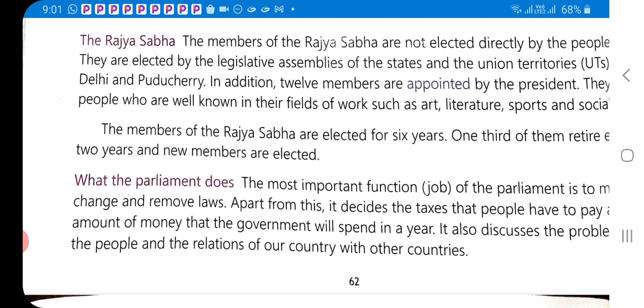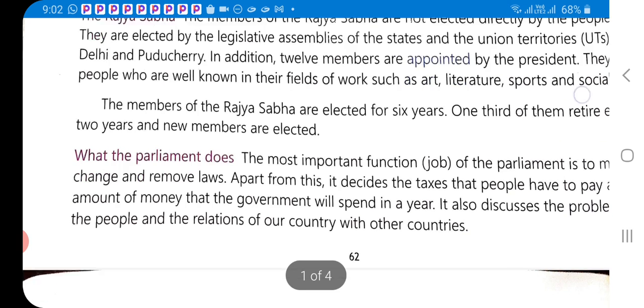It can make laws, change the laws and remove the laws. Apart from this, it decides the taxes that people have to pay and the amount of money that the government will spend in a year. It also discusses the problems of the people and the relations of our country with other countries. So these are the functions of parliaments: to make laws, to decide about the taxes that people have to pay, and to discuss the problems of people and relations of our country with other countries.